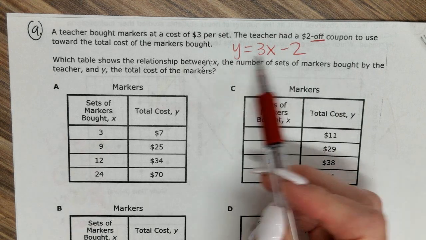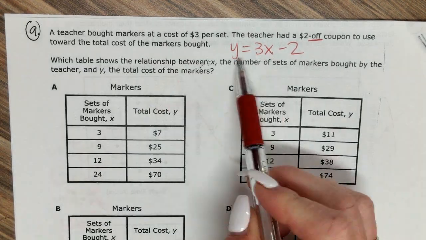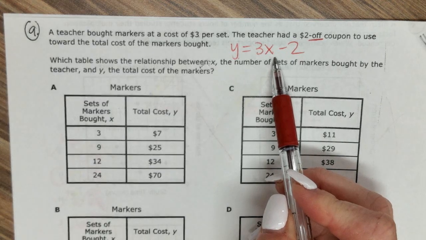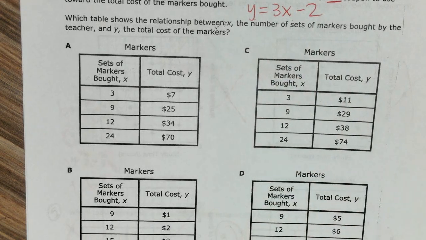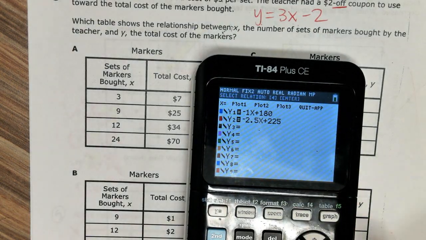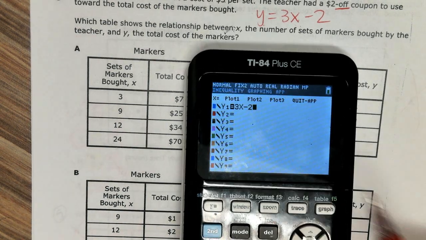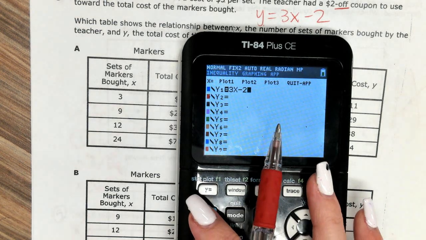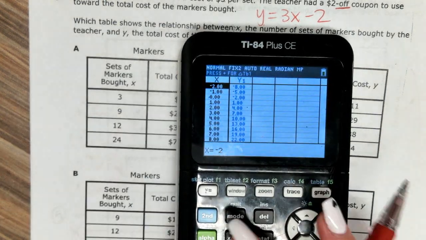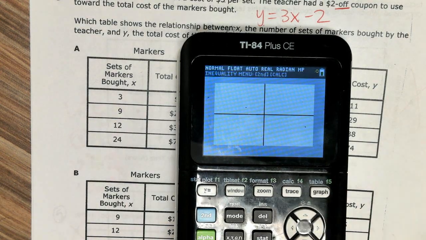Where can I go on my calculator to type that in? Y equals. I could also put these in stat to see which one gives me that. But the easiest button is my y equals button. So I go over here, I type in 3x minus 2, and my table will give me the value. So I go to second graph. Now I'm in rounding mode, so let me go get out, because that looks funny. Here, oops.